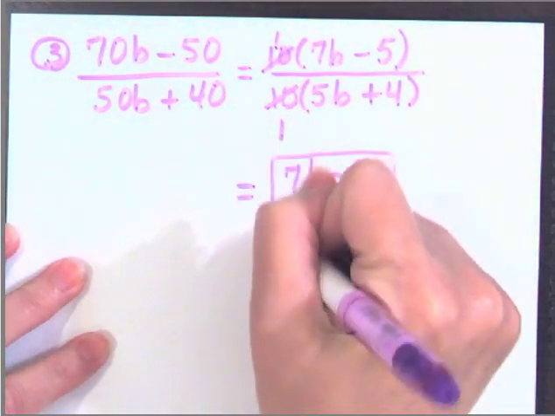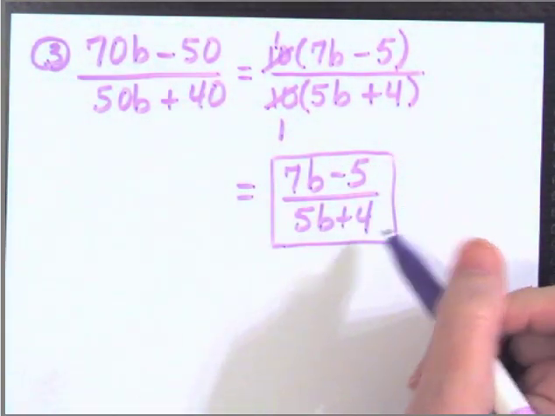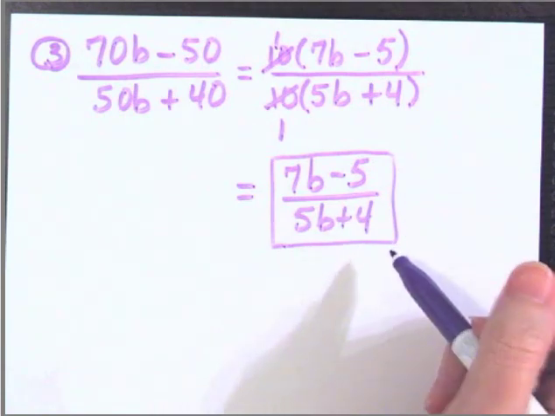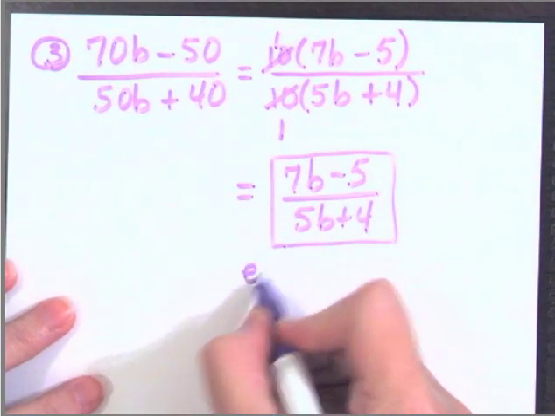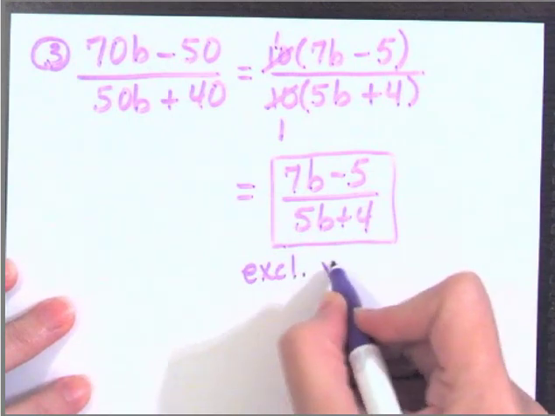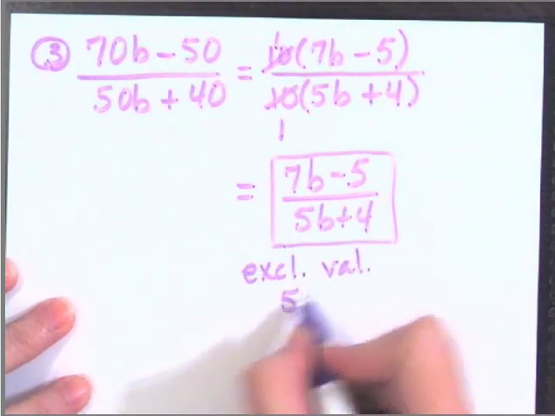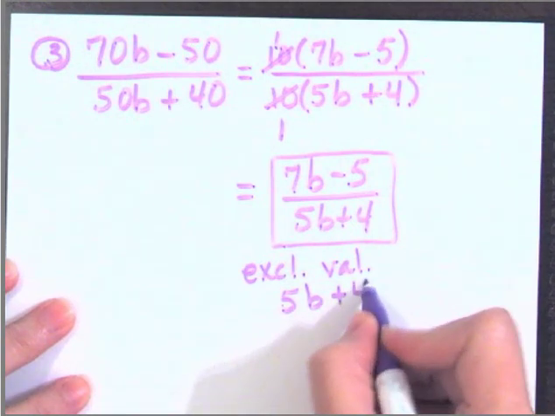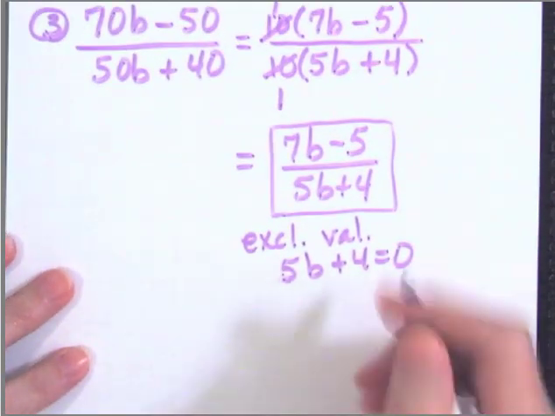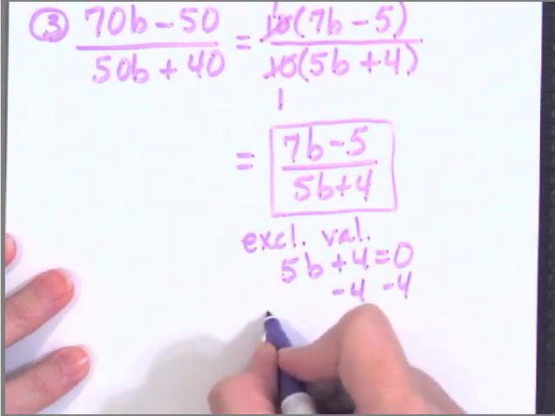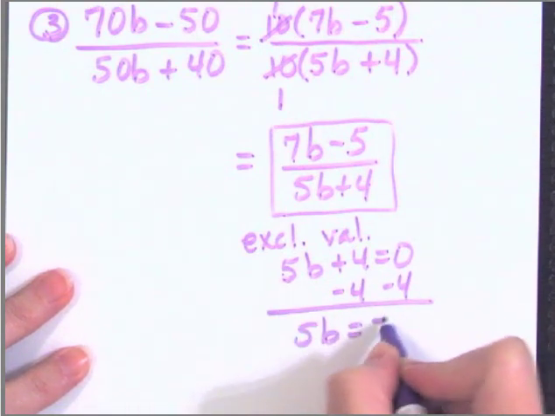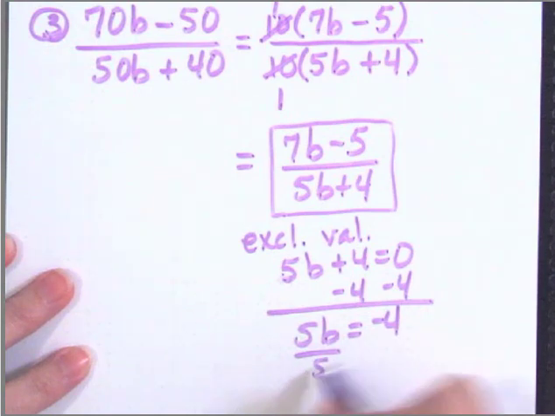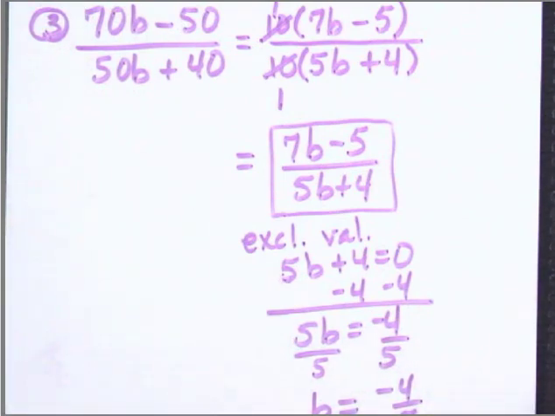If your directions just say simplify, you're done. That's your answer. But if it says state the excluded values, I'm going to abbreviate that. So excluded values, we're going to take that denominator and set that equal to 0. So then I'm going to subtract 4 from both sides. And then I'm going to divide both sides by 5. And I get b equals negative 4/5.